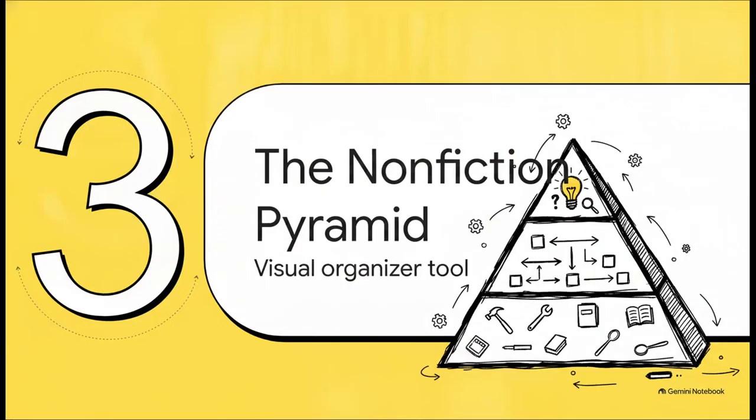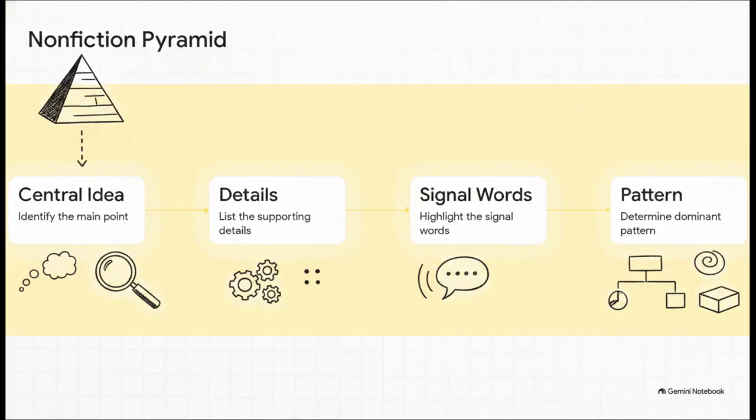Section 3, the nonfiction pyramid organizer. To help us map all this out, we're going to use a really handy visual tool to systematically break down the text. Here's how the pyramid builds. We start at the top and move down to the base to interpret the text's evidence. First, we start broadly by identifying the central idea. Next, we list out the supporting details. After that, we scan the text and highlight those structural joints, the signal words. Finally, looking at all that evidence, we determine the dominant organizational pattern holding it all together.